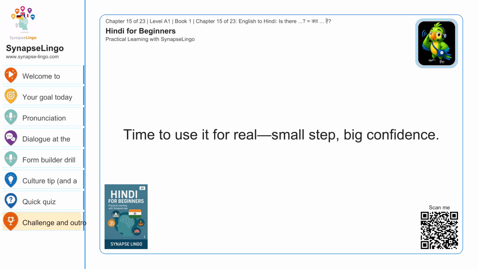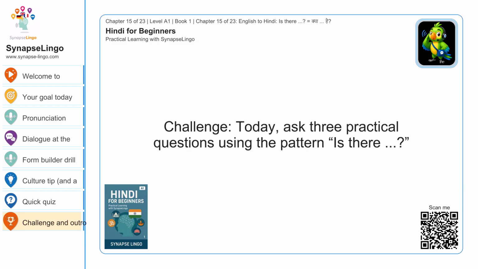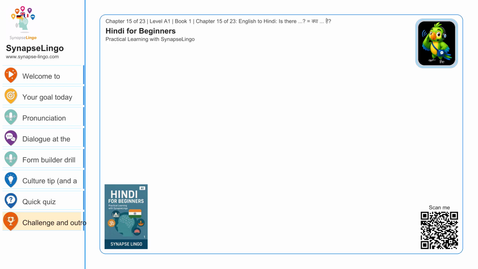Challenge and outro. Time to use it for real, small step, big confidence. Challenge. Today, ask 3 practical questions using the pattern, "Is there." क्या है? For example. क्या यहाँ पानी है? क्या कोई बस है?